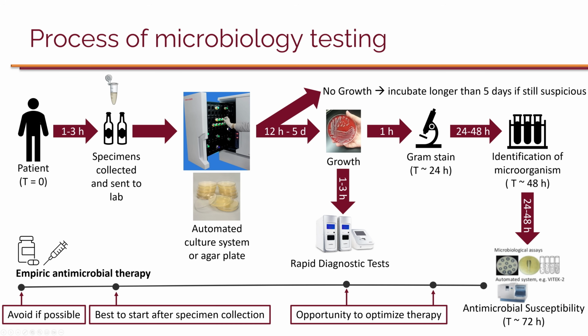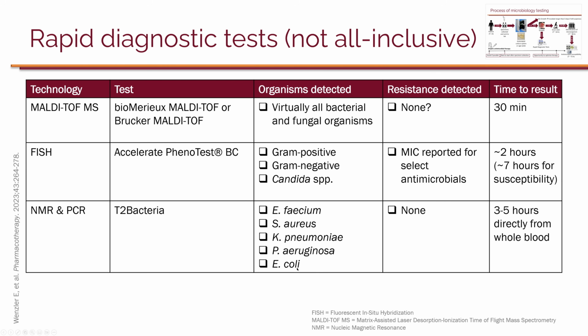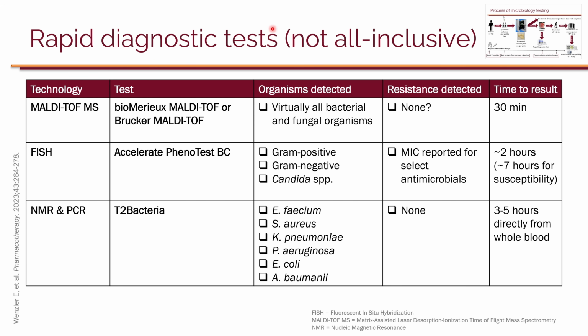T2 bacteria is unique where you can actually take your sample directly from the blood, from the whole blood that was received from the patient without the need for incubation. This goes directly into the T2 bacteria, which significantly improves the time to identification of these organisms.